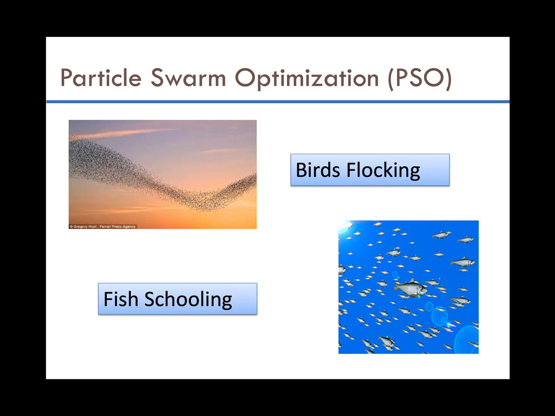Okay, another algorithm is the particle swarm optimization algorithm, which is inspired by the flocking behavior of birds or the schooling behavior of fish. This algorithm was introduced in 1995 by two US researchers, James Kennedy and Russell Eberhart, and is based on the collaborative behavior of fish or birds.